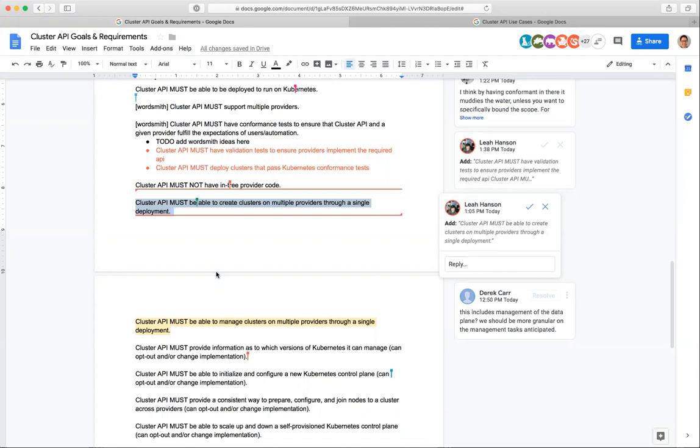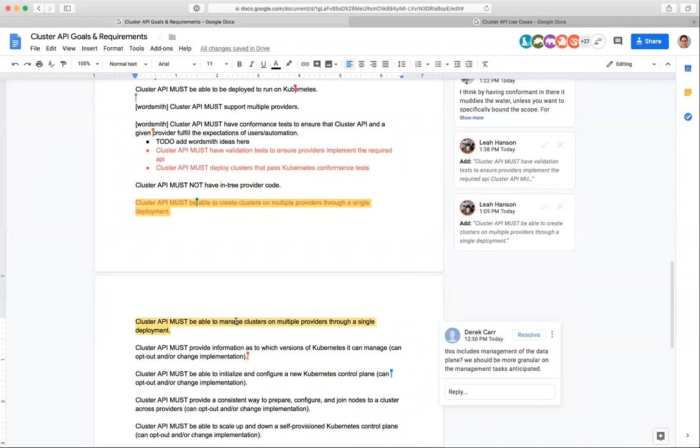The one thing that wasn't clear to me, so this is specifically, does it include or exclude cross-provider clusters? I don't think we should try and do cross-provider clusters. I agree, but with the current wording, it's not clear whether or not. Are you saying, when you say cross-provider cluster, do you mean I've got a management cluster running on AWS and it's spawning clusters in GCE?